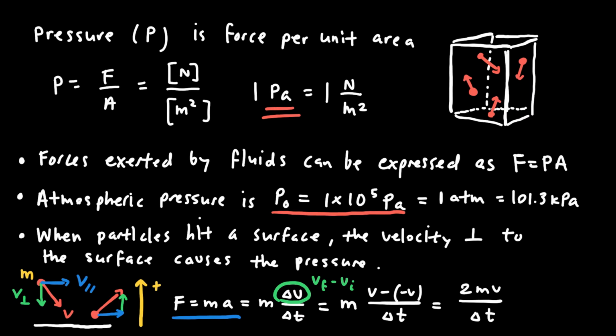Or more logically, it would make sense to talk about a large number of particles, which would typically be represented by a capital letter N, and say that each particle is exerting this force of 2mv divided by delta t, and there are N, capital letter N, number of particles. So the total force would be N times this expression for the force, and the area would probably be the total area of the surface of the container.